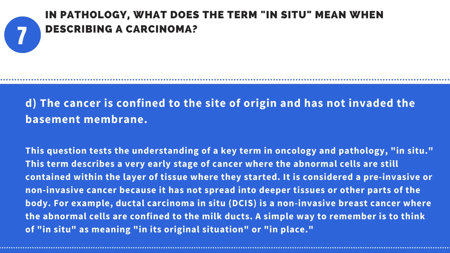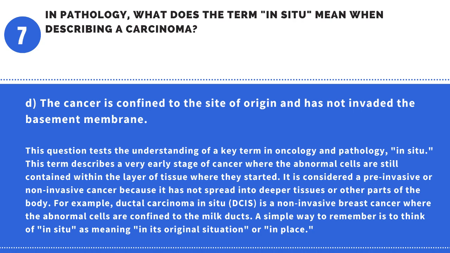Answer: D. The cancer is confined to the site of origin and has not invaded the basement membrane. This question tests the understanding of a key term in oncology and pathology, in situ. This term describes a very early stage of cancer where the abnormal cells are still contained within the layer of tissue where they started. It is considered a pre-invasive or non-invasive cancer because it has not spread into deeper tissues or other parts of the body.